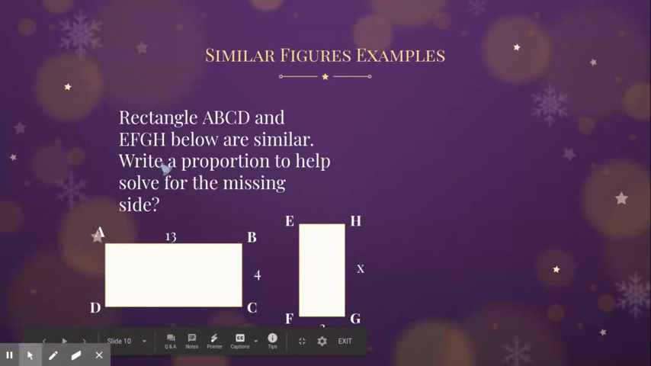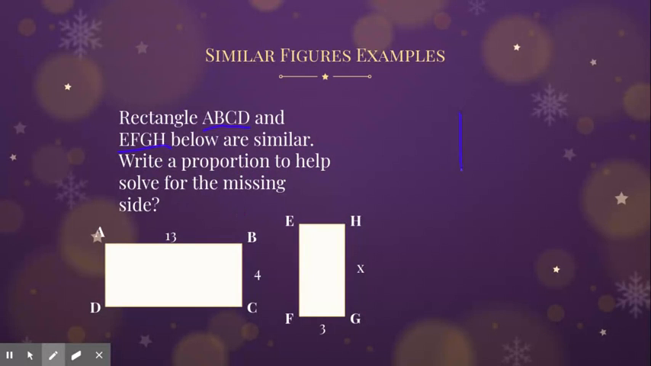So if we look at this, it says rectangle ABCD and EFGH are similar. So that tells us, the way it's written, ABCD and EFGH, that means they're similar. So that means A goes with E, B goes with F, C goes with G, and D goes with H. Okay, so those match up. The way they're written are the same. That makes them similar. So we're going to write a proportion to help solve for the missing side.